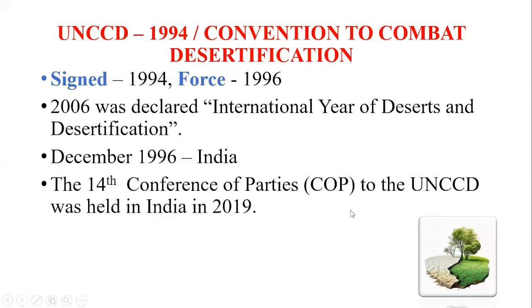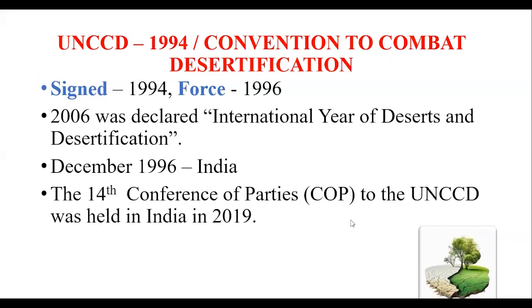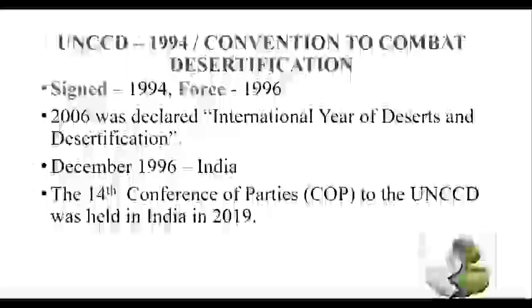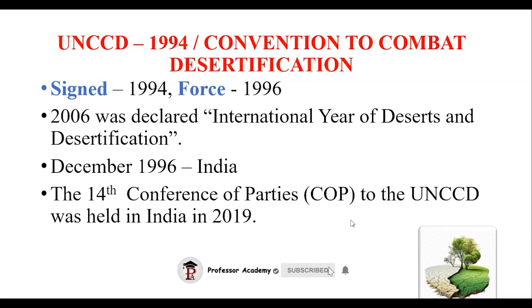Then we have the United Nations Convention to Combat Desertification, that is UNCCD. This was signed in the year 1994 and came into force in the year 1996. This is a binding convention that links development and environment to sustainable land management. Particularly, it addresses the semi-arid or dry sub-humid areas, which are called drylands. So this convention is for the drylands.